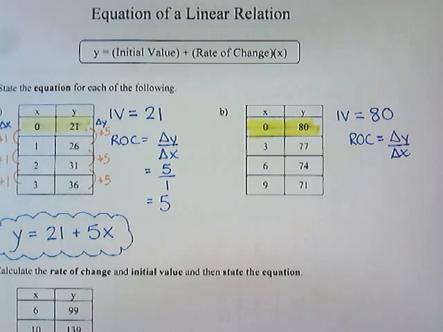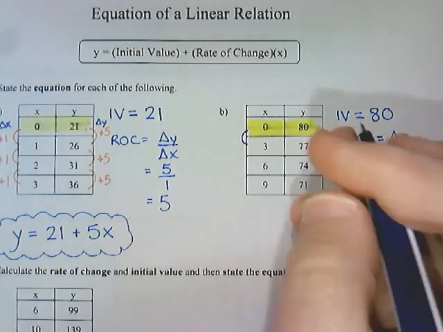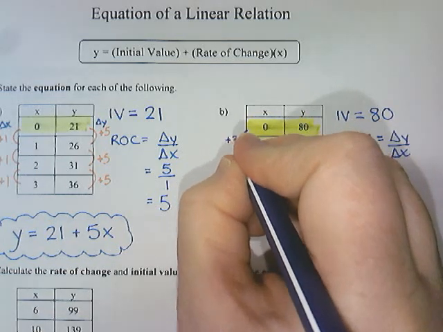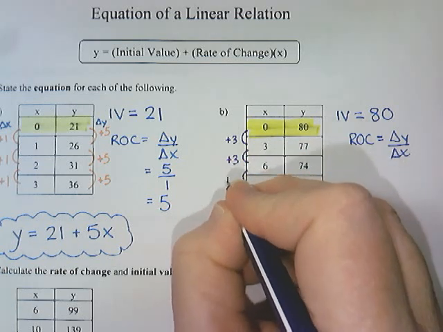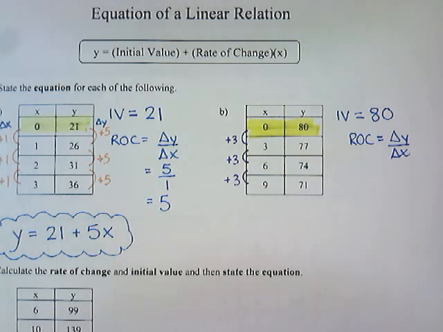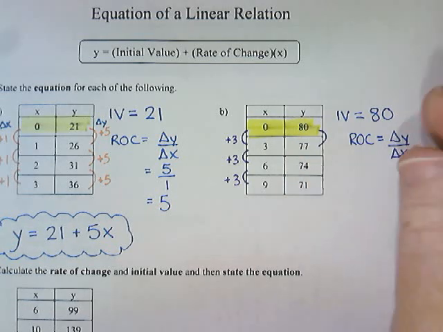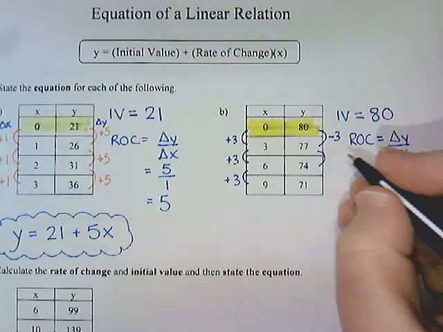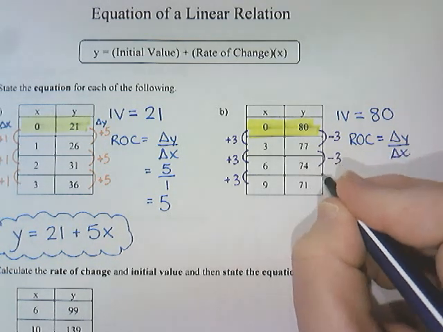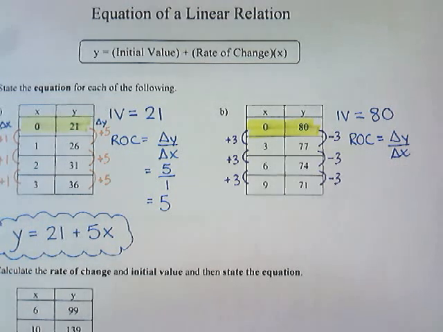And I need to calculate my delta y's and delta x's. So to get delta y and delta x, we find our differences. So I look at what did I do to get from 0 to 3? I added 3. How did I get from 3 to 6? I added 3. From 6 to 9, I added 3. What about on the other side? How did I get from 80 to 77? You could do 77 take away 80, but I can tell that I subtracted 3. From 77 to 74, I subtracted 3. And from 74 to 71, I subtracted 3.